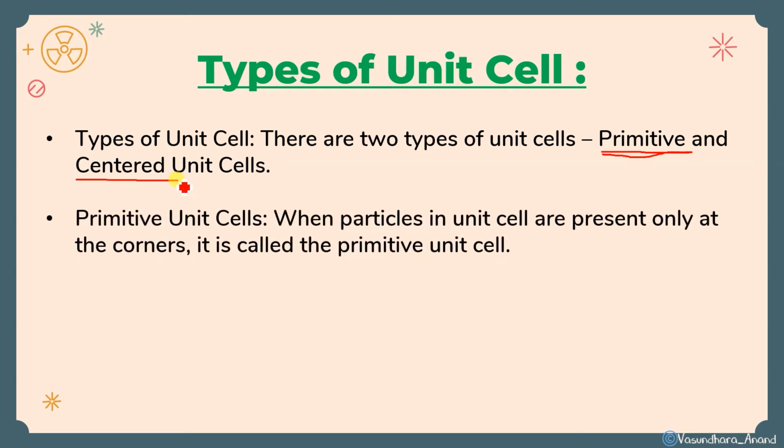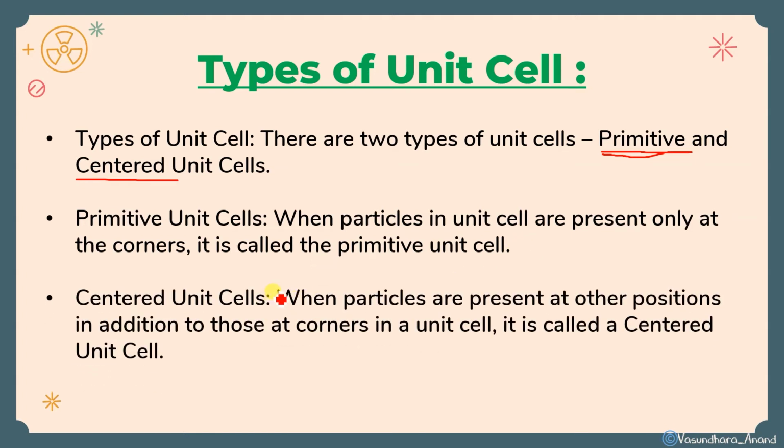Primitive unit cell: when the particles in the unit cell are present only at the corners, it is called a primitive unit cell. Centered unit cell: when the particles are present at other positions in addition to those at the corners. That means the corners will still be there, along with some other site that also has a lattice point. Then it is called a centered unit cell.